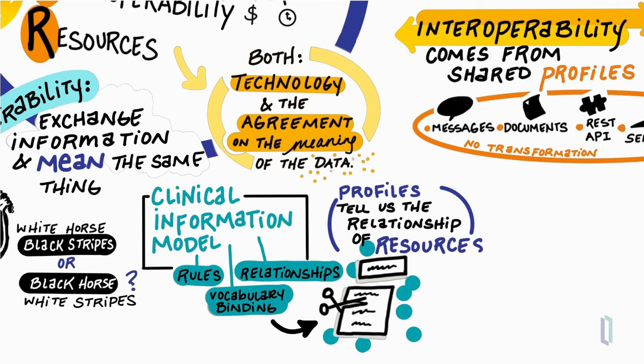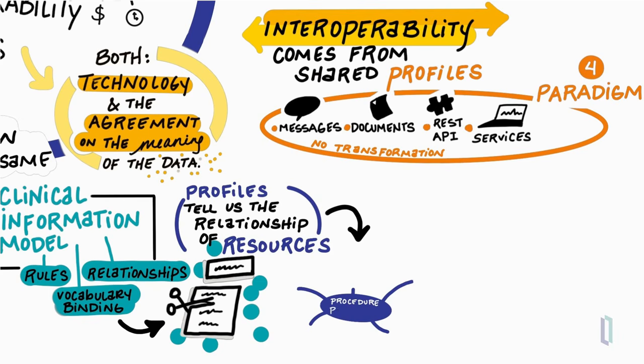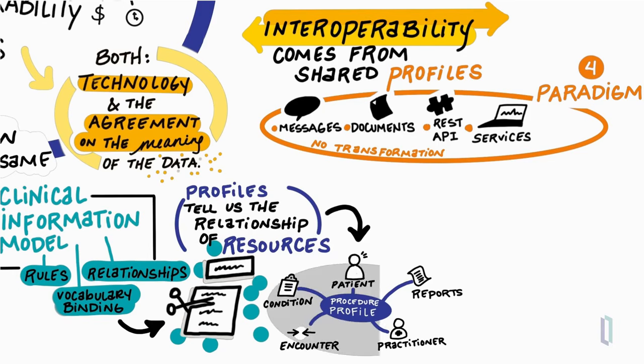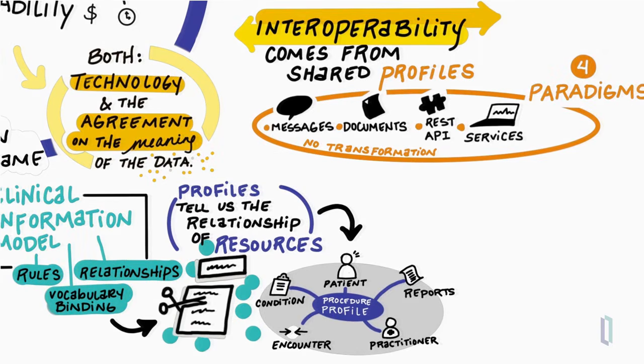So let me give you an example of how a profile or a set of profiles might be used for a particular class of use cases. And in this case, it's a procedure, and that procedure might be a lab test procedure, it might be an imaging procedure, it might be a surgical procedure. All of them have similar content in terms of data concepts, FHIR resources. So each of the labels on the little logos you see represent a separate FHIR resource.